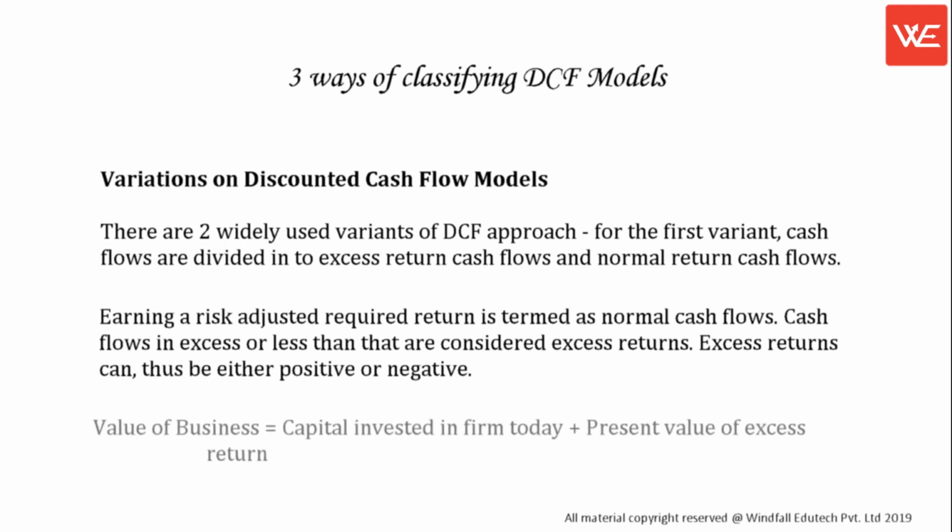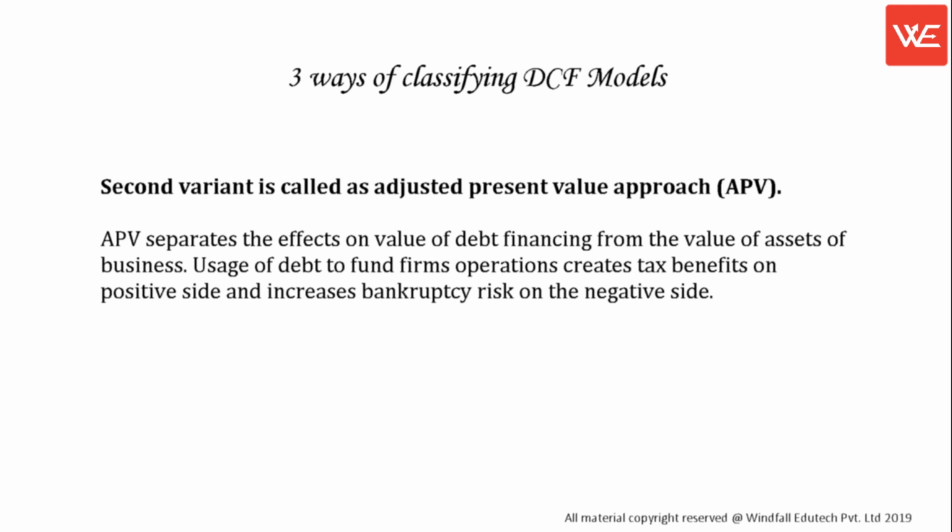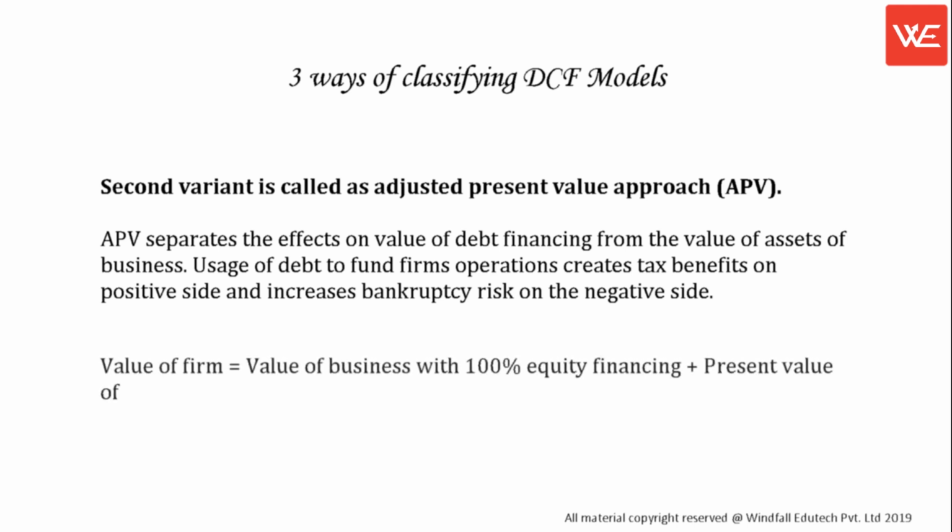Value of business equals capital invested in the firm today plus the present value of excess return cash flows from existing and future projects. The second variant is called the adjusted present value approach, APV. APV separates the effects on value of debt financing from the value of assets of the business. Usage of debt to fund a firm's operations creates tax benefits on the positive side and increases bankruptcy risk on the negative side. Value of firm equals value of business with 100% equity financing plus present value of expected tax benefits minus expected bankruptcy cost.